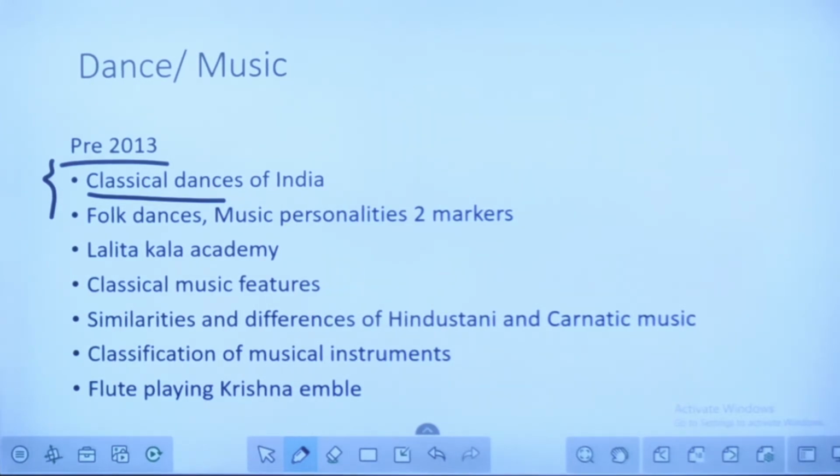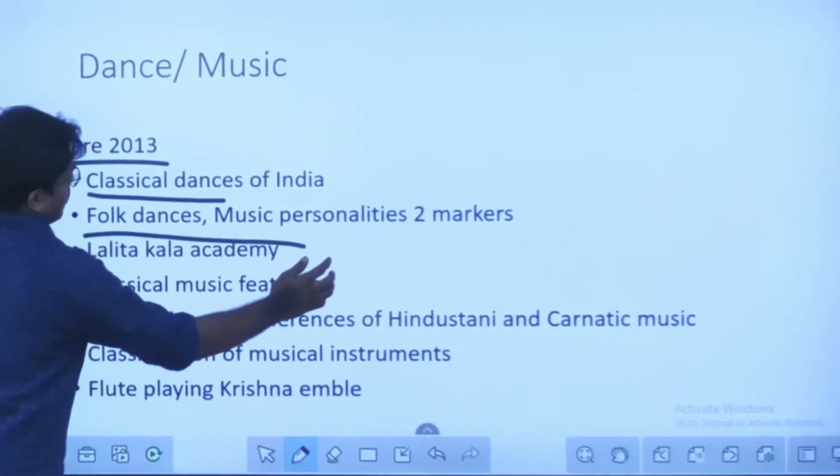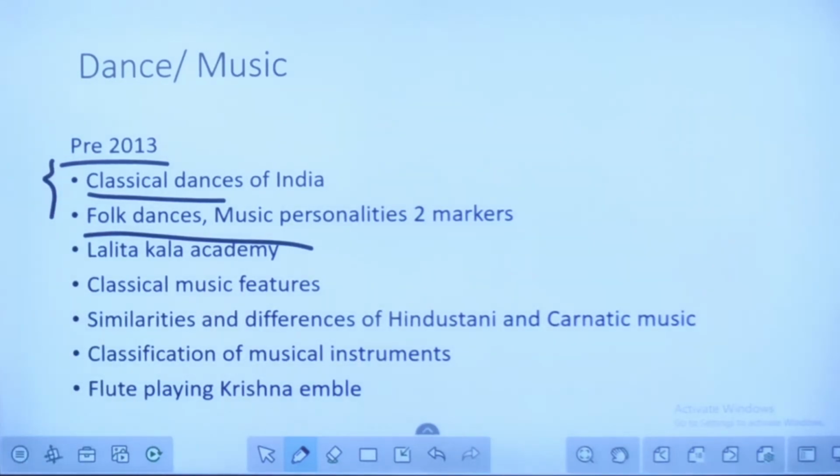Then after that they used to ask questions on folk dances and music personalities, which is very, very tough. If you look at some of these things now, you'll not be able to answer these questions even now. With the content that you have right now also, it is not possible.